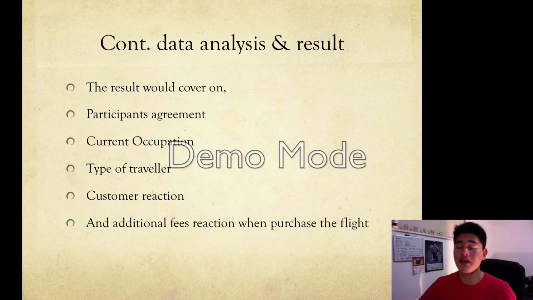The next is current occupation. Current occupation is important to price elasticity. For example, if we compare students and business workers, they are absolutely different. If a student travels from Melbourne to Bali, they are probably looking for a cheaper flight, rather than business workers, who are not concerned about price.